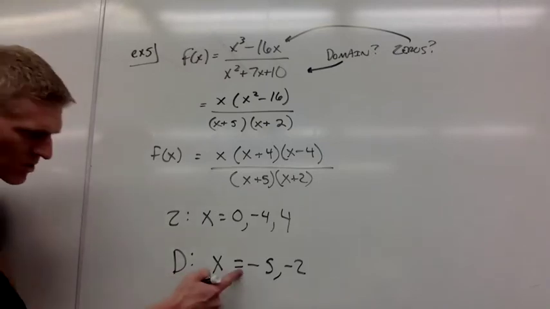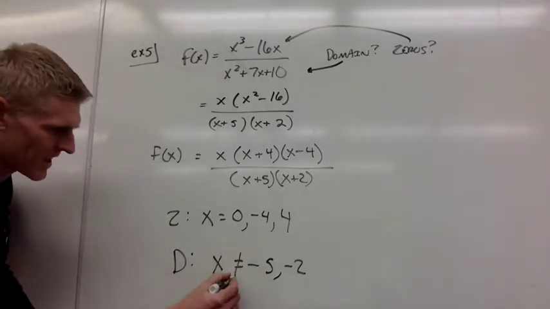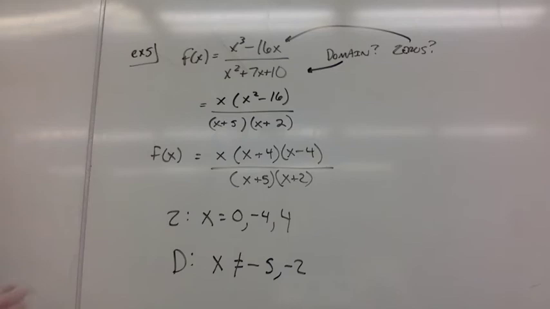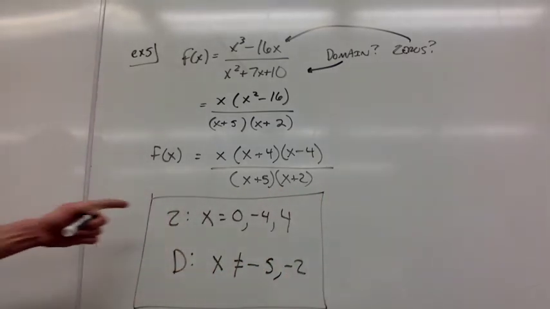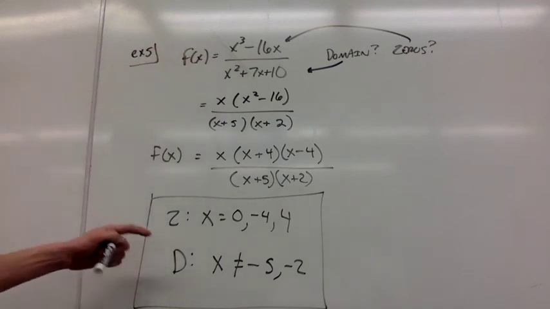Now, instead of saying equal to, like I've written here, we're going to add a not equal to sign. Again, that's something we visited early in our course together, and it's coming back here. Find the zeros from the numerator, find the domain from the denominator.